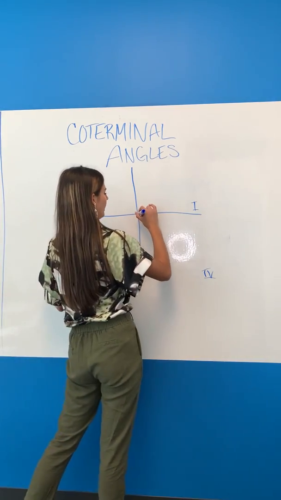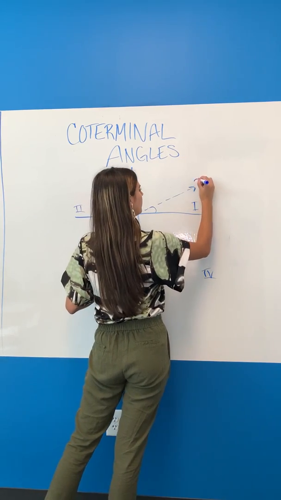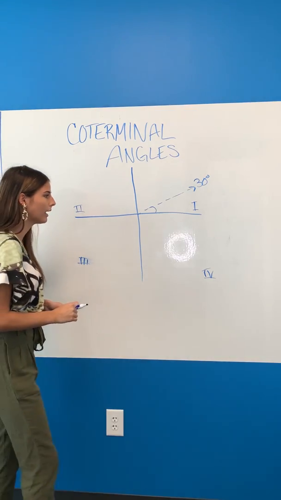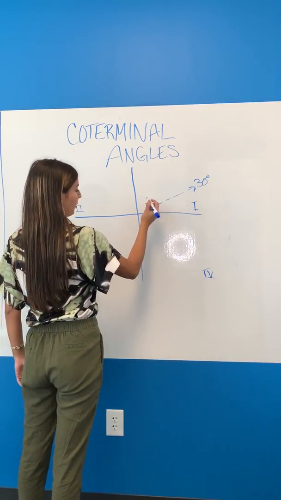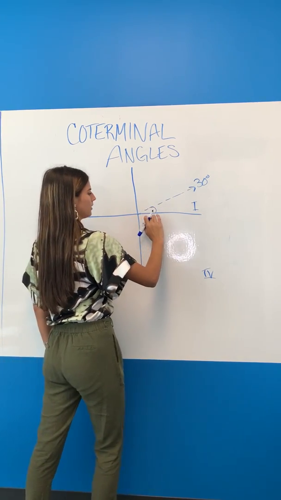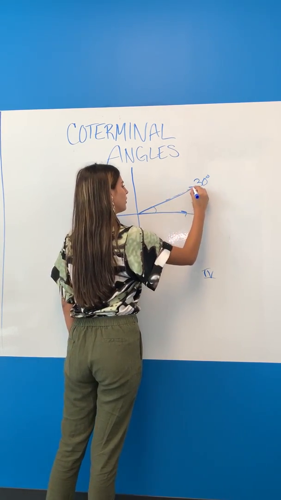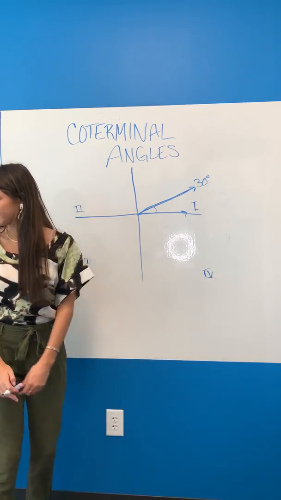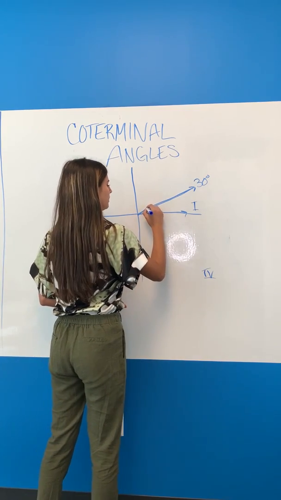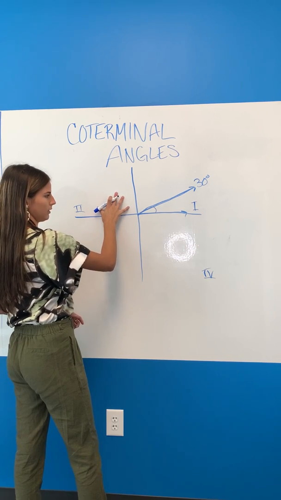So let's say that we have an angle of 30 degrees. Let's say that this angle is precisely 30 degrees. The positive coterminal angle is, so this right here is going to be our initial side, and this is going to be our terminal side. So the positive coterminal angle is going to be the other side of this, basically.